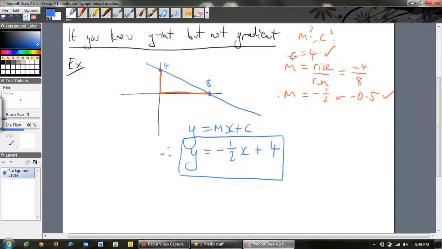Okay, so in this case we were given C, no problems, but we had to figure out what the gradient was. So a little bit of detective work in figuring out what M was. In the next video I'll show you another situation, but it's still determining what is the equation of the line.